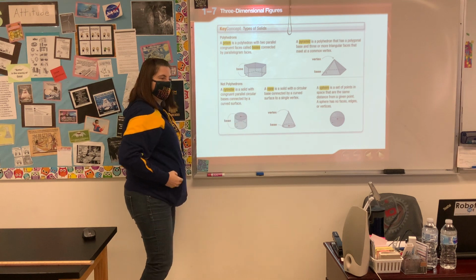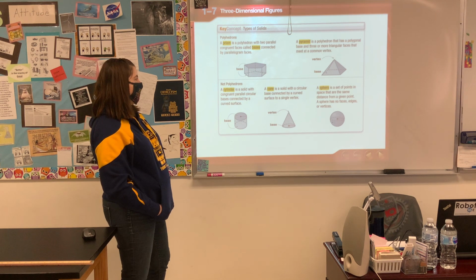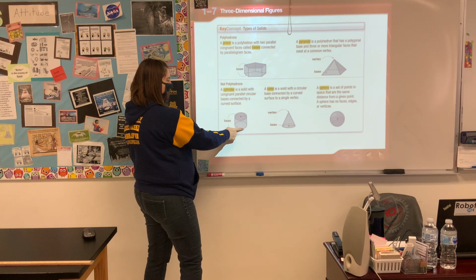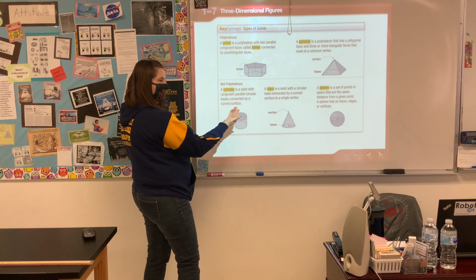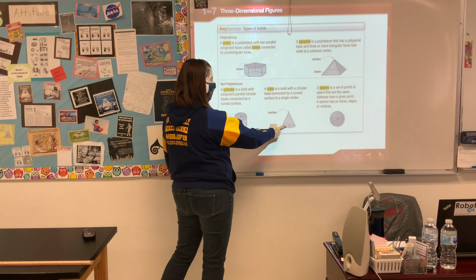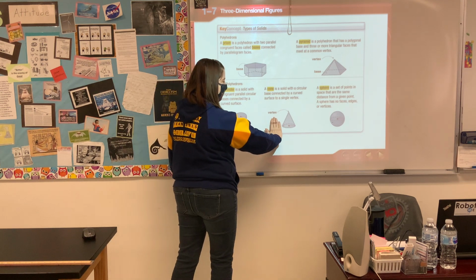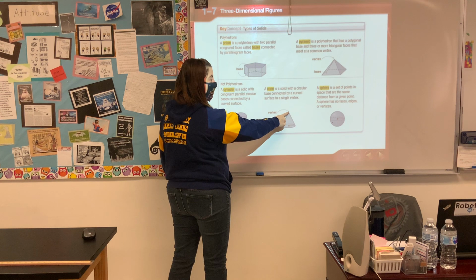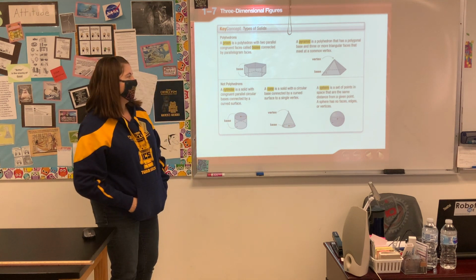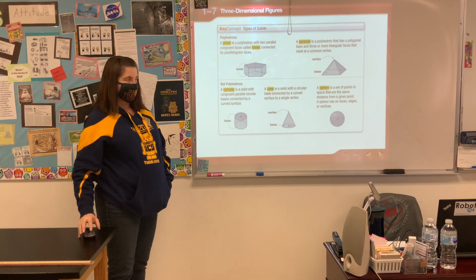Cylinders, cones, spheres, not polyhedrons. They are solids, but here I have congruent parallel circular bases, and then they get connected by a curved surface that's not even a side, it just goes round and round. Same thing with this cone, we have a circular base, and then the surface is once again going around, but everything meets at a common vertex. The sphere, I don't even have a base. There's no faces, no edges, no vertices. All we have is that round ball.